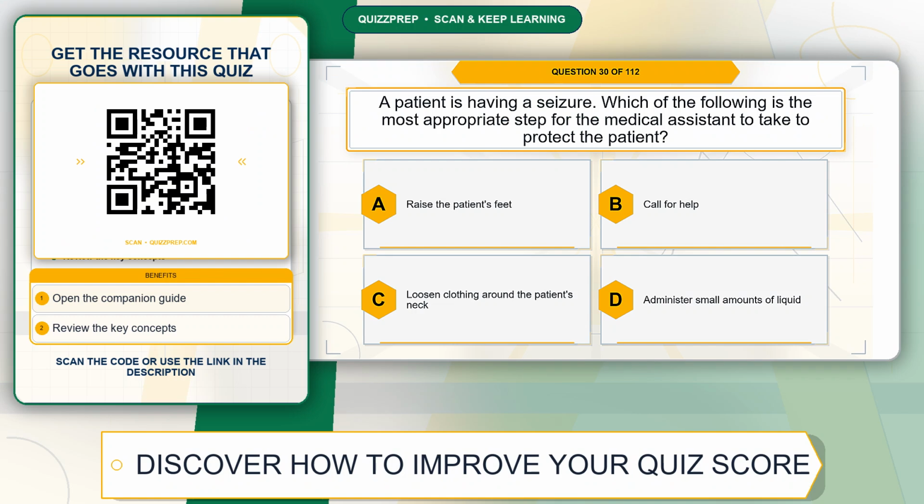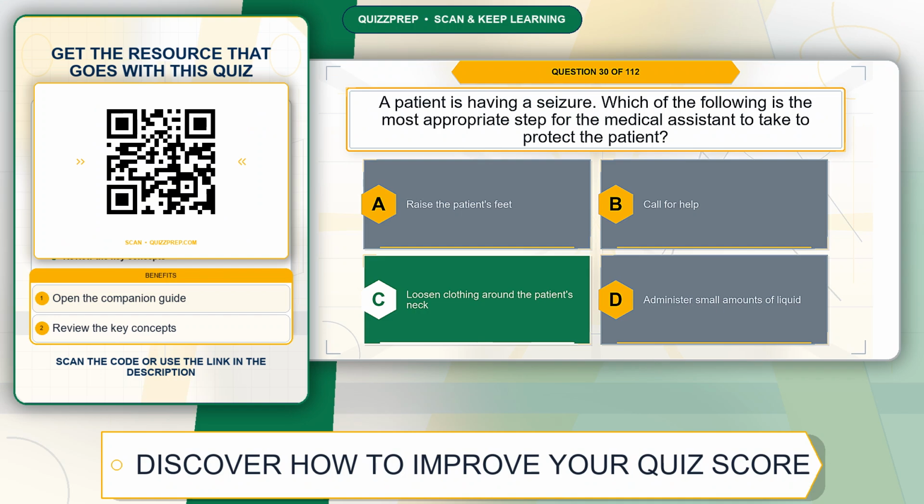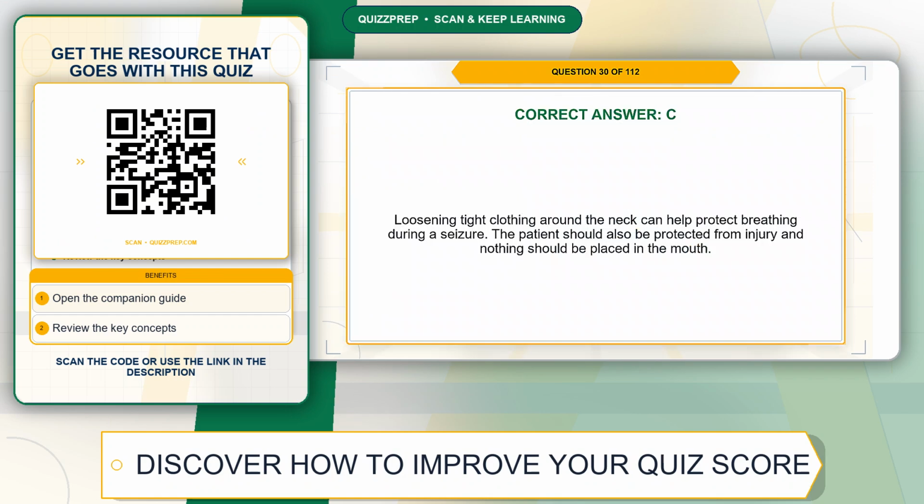Question 30. A patient is having a seizure. Which of the following is the most appropriate step for the medical assistant to take to protect the patient? Option A, raise the patient's feet. Option B, call for help. Option C, loosen clothing around the patient's neck. Option D, administer small amounts of liquid. The correct answer is option C, loosen clothing around the patient's neck. Explanation. Loosening tight clothing around the neck can help protect breathing during a seizure. The patient should also be protected from injury and nothing should be placed in the mouth.